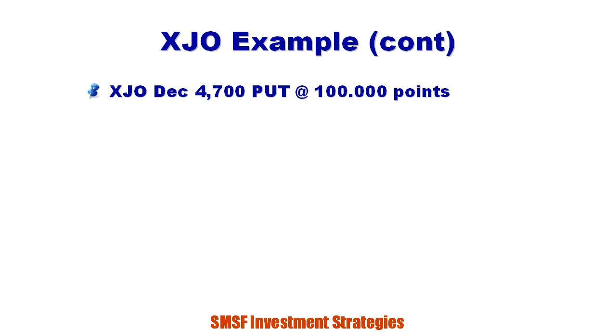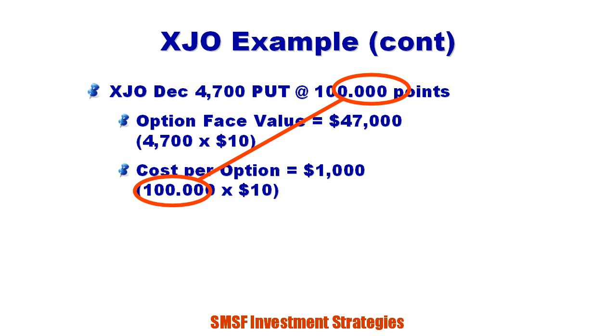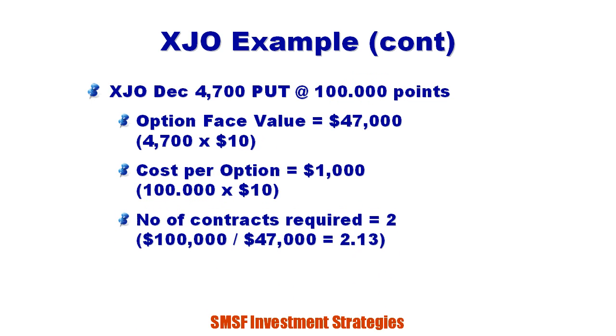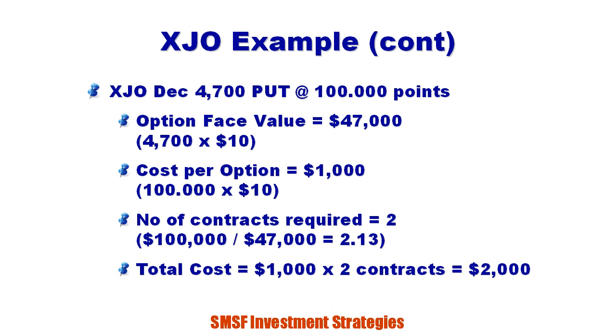XJO index options are priced at $10 per point. The December 4,700 put option has a face value of $47,000, which is based on 4,700 times $10. The cost of one option contract is $1,000, which is based on 100 points times $10 per point. To protect your $100,000 portfolio, you will need to buy 2 contracts. Each contract costs 100 points, so your total cost is $2,000.